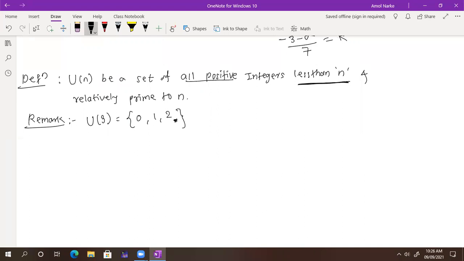But they are not all relatively prime, sir? Tell me which number is not relatively prime. 0 is not there, so we forget about 0. We just drop 0 because the common factor is always 0, and I wrote non-zero. What about 1? Whether 1 is relatively prime to 3? Yes. What about 2? What is the common factor between 2 and 3? 1.